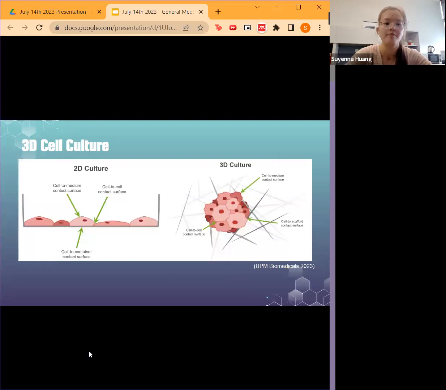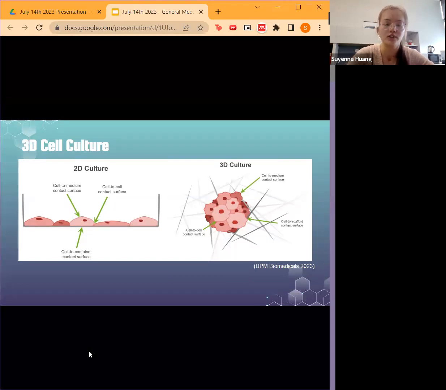So I just want to dive a bit more into explaining what 3D cell culture is and why it is so important compared to the traditional 2D culture. So if you see in the left image, that's your traditional 2D cell culture where your cells grow on a monolayer in a flask or a petri dish. And because they're grown on a monolayer, there's a lot of implications for the cell's physiology.